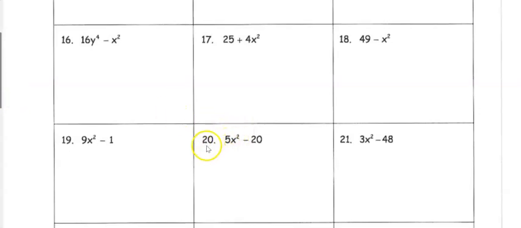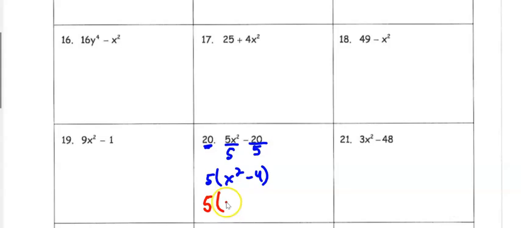Let's look at 20. Again, 20 is one where you've got to factor more than once. We've got 5x squared minus 20. The minus is good, but we have a GCF of 5. So we can take that out. Now we're left with x squared minus 4, which again is our difference of squares. So 5 will come along for the ride. x plus 2 times x minus 2.